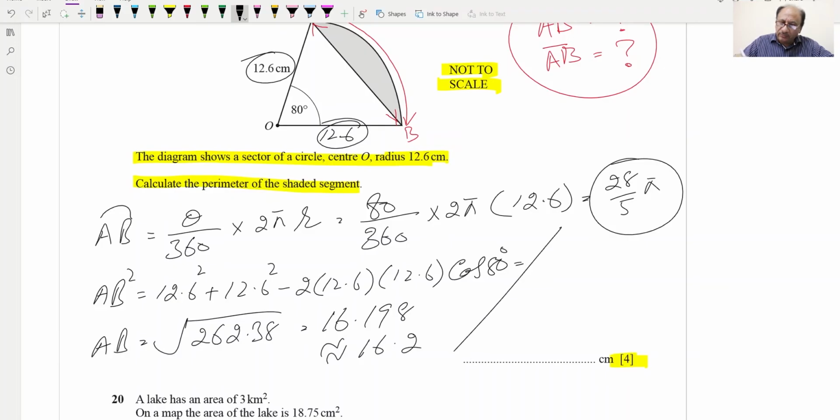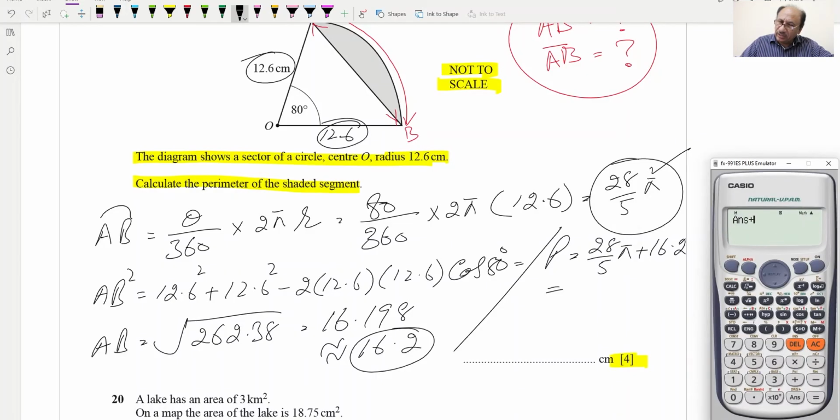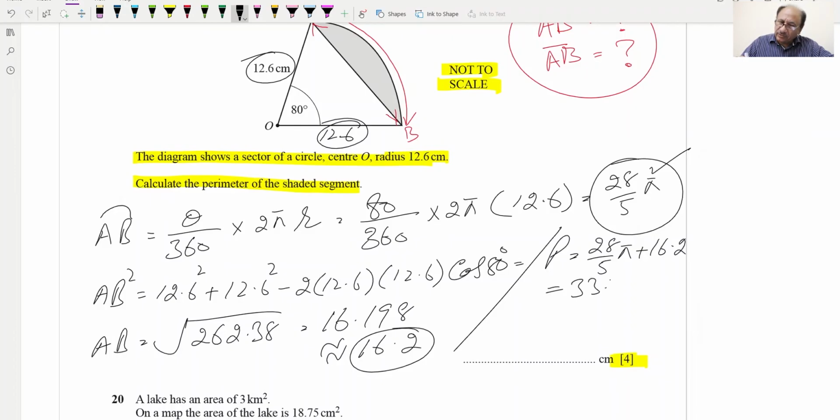So now for the perimeter we will have to add these two lengths: 28 by 5 pi plus 16.2. Adding 28 over 5 pi and 16.2 results in 33.79, which we can write as 33.8 to three significant figures.